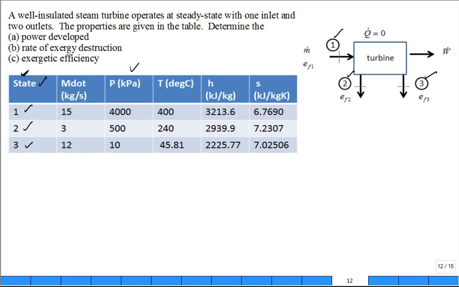So it comes in high pressure, goes out, still pretty good pressure, 5 bar, or 500 kilopascal, or half a megapascal. That's out at state 2. But what about at state 3? It's coming out at 10 kilopascal. Tell me a little bit about 10 kilopascal. High pressure, low pressure? Very low pressure.